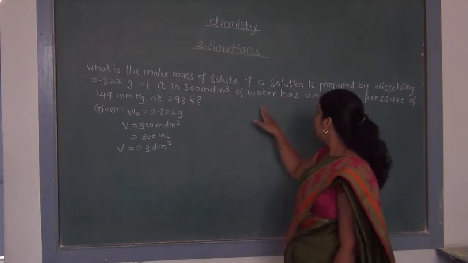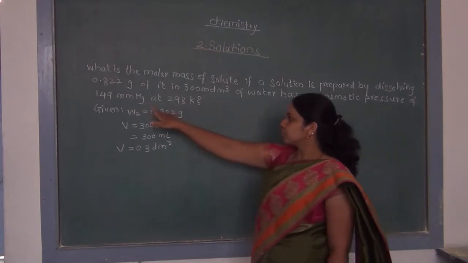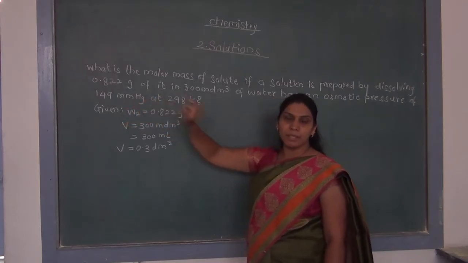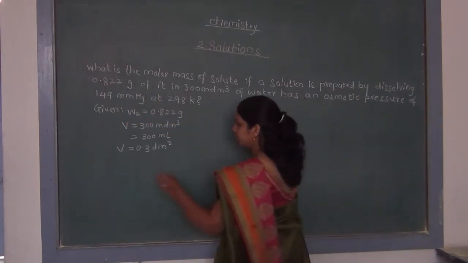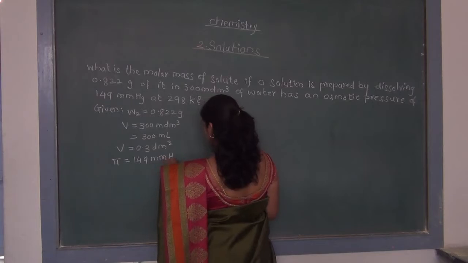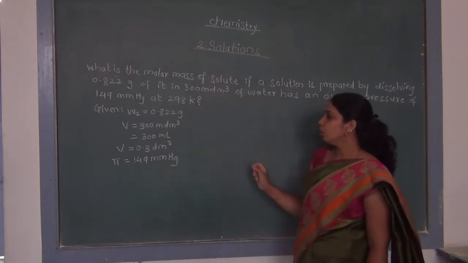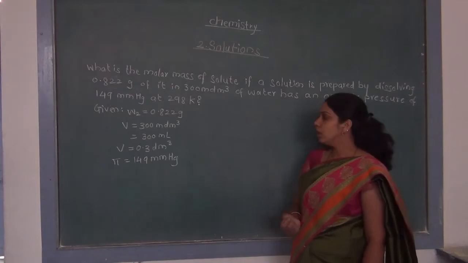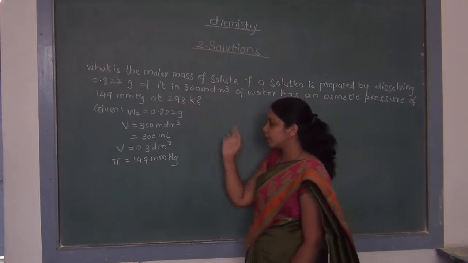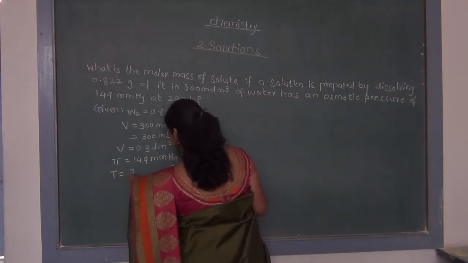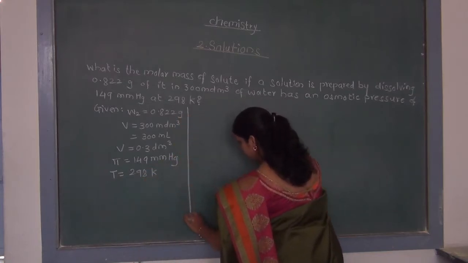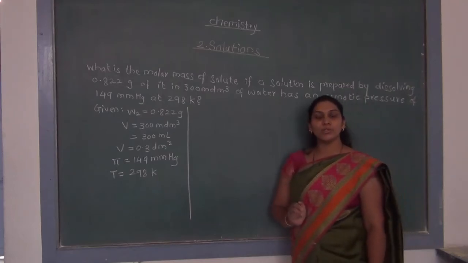What next is given? Next we have been given the osmotic pressure of the solution, which is equal to 149 mmHg. So we will write pi is equal to 149 mmHg. Now what is given next? Next we have been given the temperature, that is 298 Kelvin. These are the different values given.